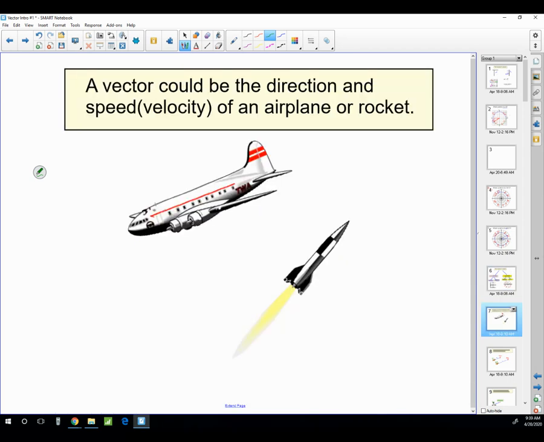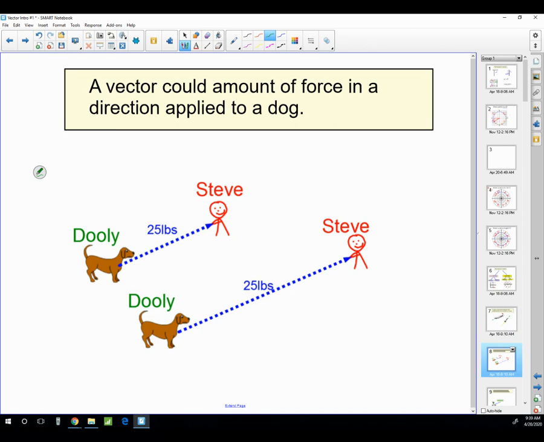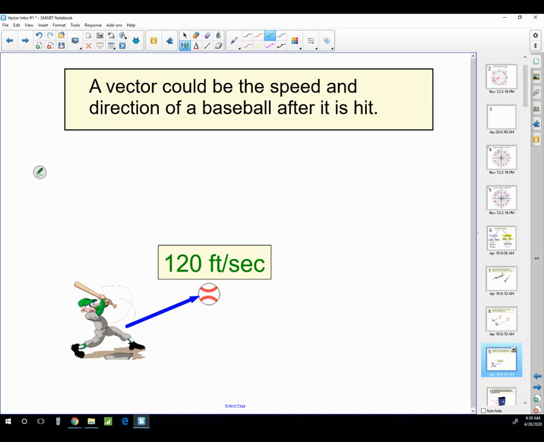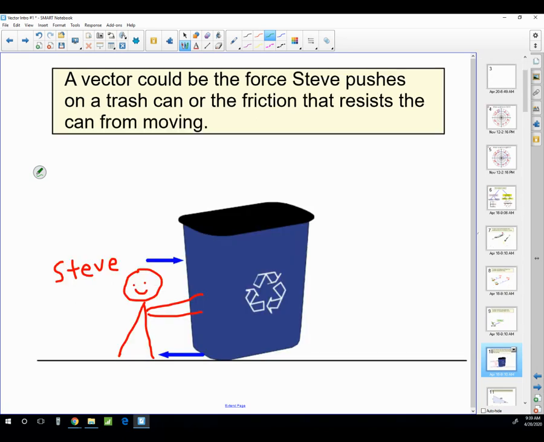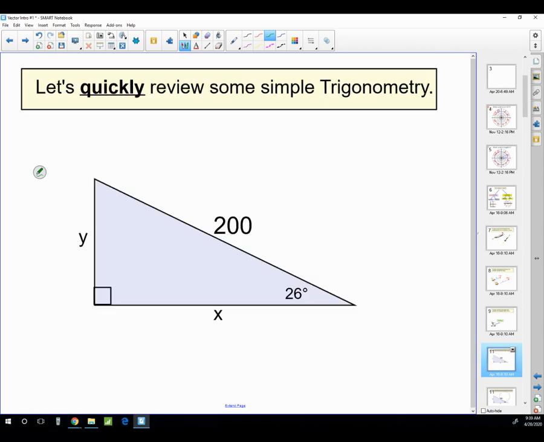Vectors are very, very useful. They can help us model the flight of this airplane, hope it lands safely, and the flight of this rocket. It can model how Steve is pulling on Dooley to make sure that Steve doesn't hurt Dooley. We would report him. The flight of the baseball can be modeled by vectors. Steve pushing on this trash can and the force of friction resisting him are vectors. We'll deal with all of that later. Let's keep it simple today.